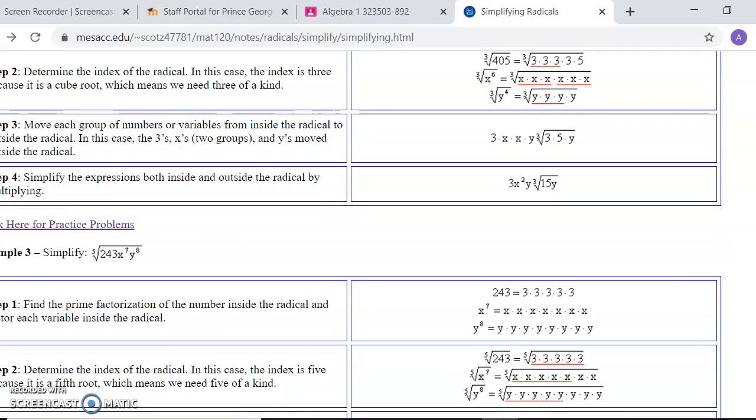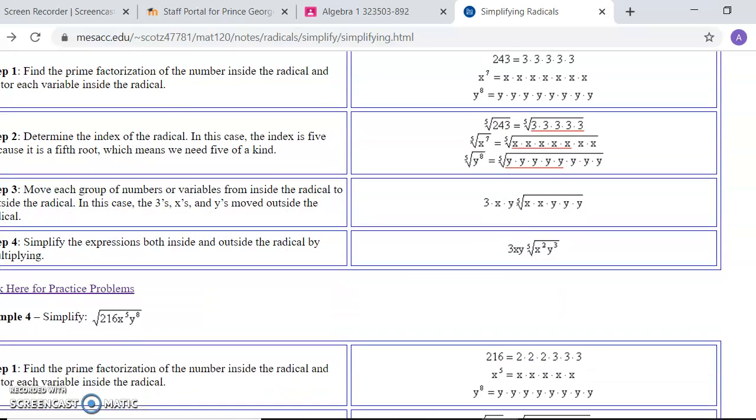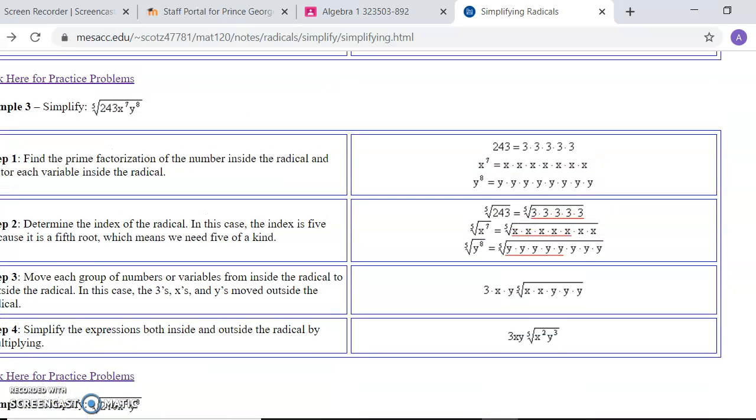Okay, let's move on to the next one. And we'll go back and I will want you to do the practice problems. Okay, it's simplifying the fifth root. Oh my goodness, how do we do that? Of 243 x to the 7th, y to the 8th.